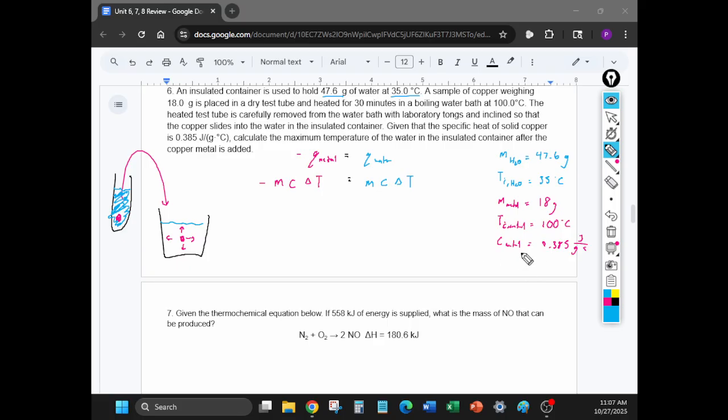So, anyone want to take a shot at it? What is the variable you're looking for at the very end? Not C of the metal. You have C metal right here. It's T of the water, but specifically T what? Yeah, T after or T final, TF of the water. Okay, so the question is asking you to find TF of the water.